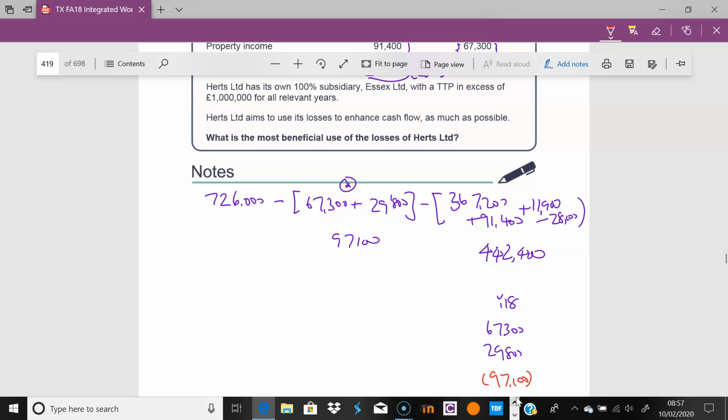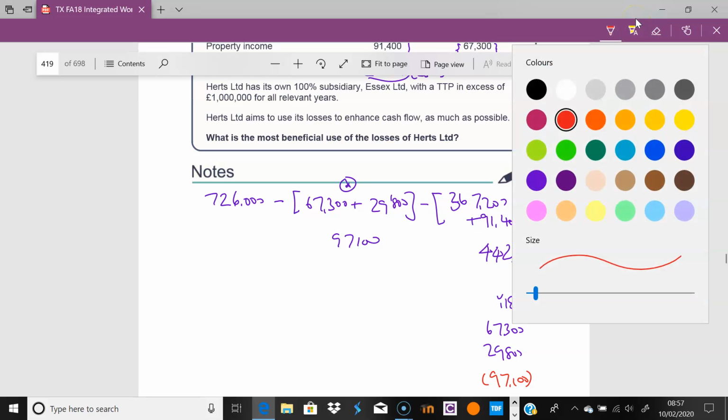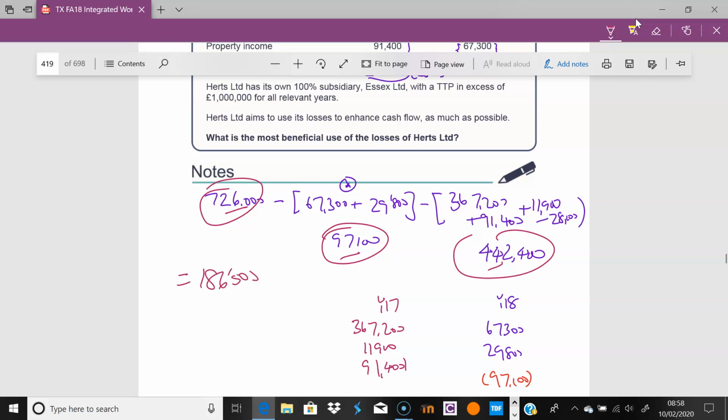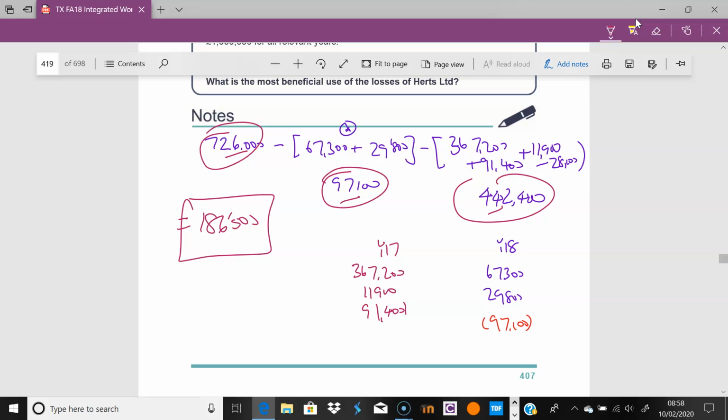Then I have year 17, and there I had, of course, 367,200, then 11,900, and 91,400. So what really happened was that 726,000 minus 97,100 minus 442,400 is 186,500, right? This minus this gives me 186,500. So I'm going to give 186,500 to the parent, which leaves me with 726,000 minus 186,500, which is this plus this.